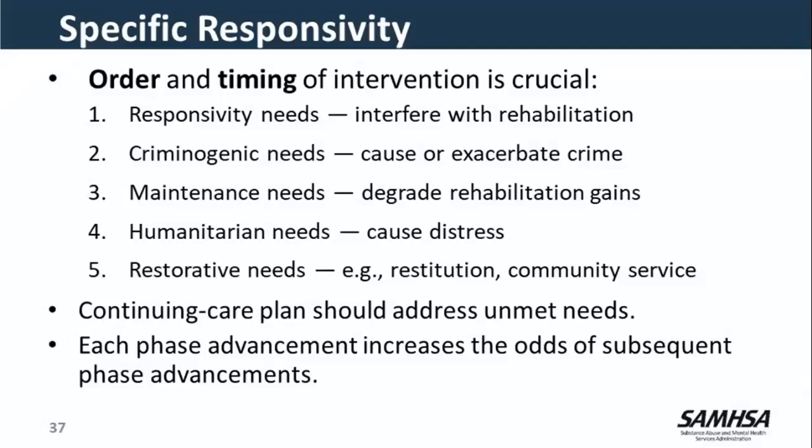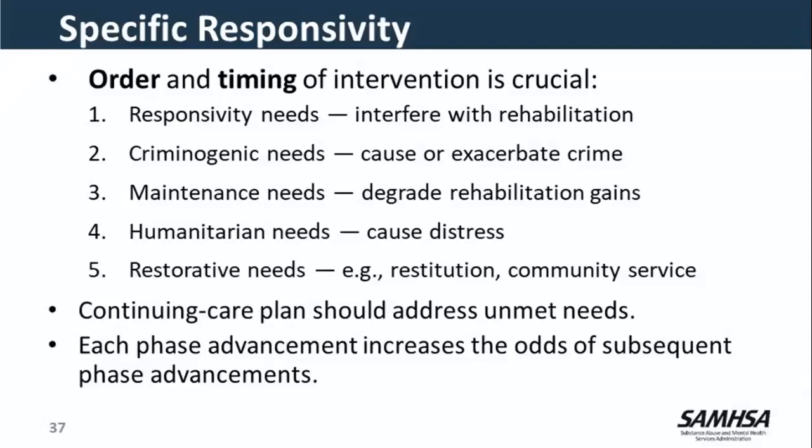Since we don't often have people long enough to address all their needs, that's where your continuing care plan comes in. If a person only gets through maybe the third level and they're dealing with employment skills, that's what you need to set up to make sure they continue in this correct order of intervention after they leave your treatment court or probation or the like.